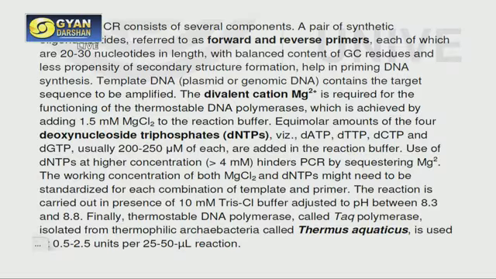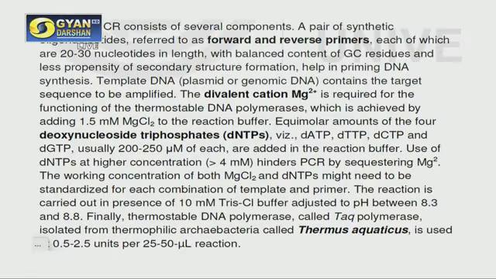Then you need the dNTPs, deoxynucleoside triphosphates. There are 4 dNTPs: dATP, dTTP, dCTP and dGTP, because you know, adenine, thymine, cytosine and guanine. So accordingly you have the 4 dNTPs, and usually 200 to 250 micromolar of each.